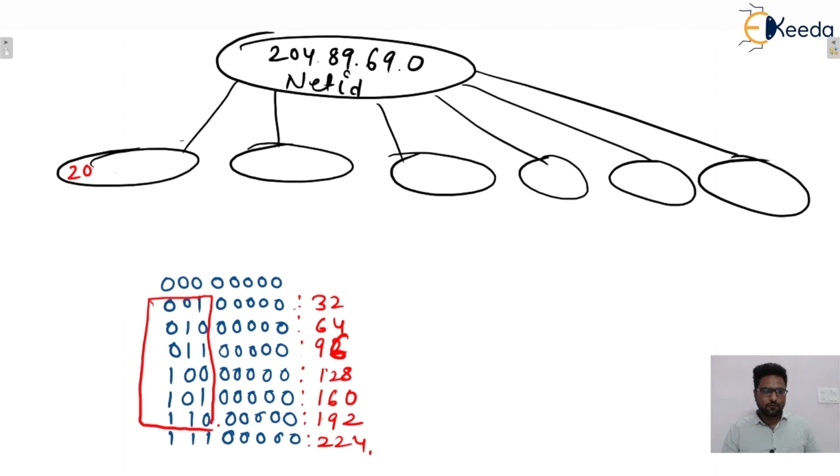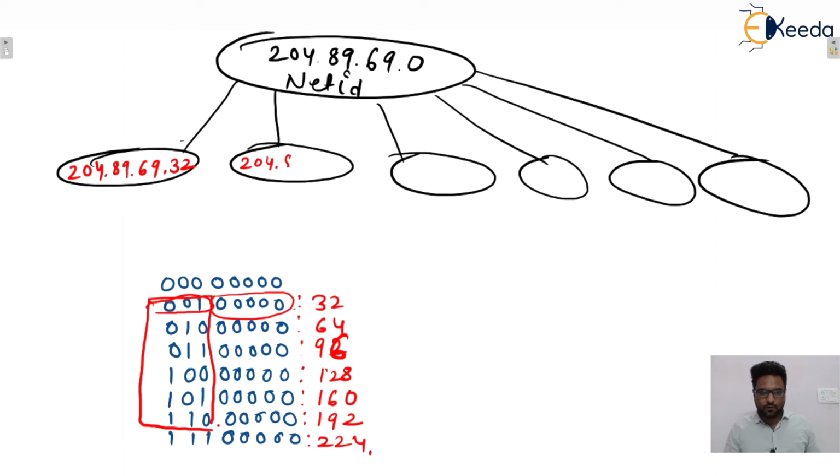So 204.89.69.32, because while finding the network ID, all host bits are 0. Similarly, to find the subnet ID, put all host bits equal to 0. So we can say that these three are the subnet bits, and the remaining five are the host bits. So put these host bits equal to 0 to get the subnet ID. I hope this one is clear to everyone.